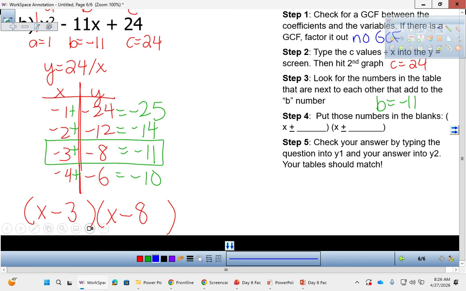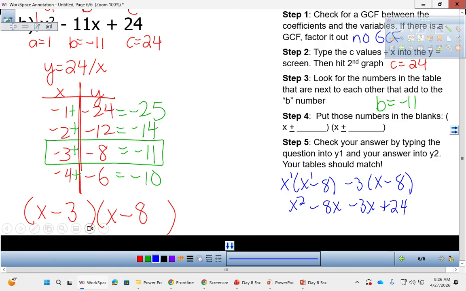And I could check this using y1 and y2 of the calculator, right? Or I could redistribute. X times x minus 8 minus 3 times x minus 8. I'm adding x squared minus 8x minus 3x. And a negative times a negative is a positive. And then a negative plus a negative is a negative 11. So I end up with the same thing I started with. You can check it by hand too. You okay with that so far? All right.